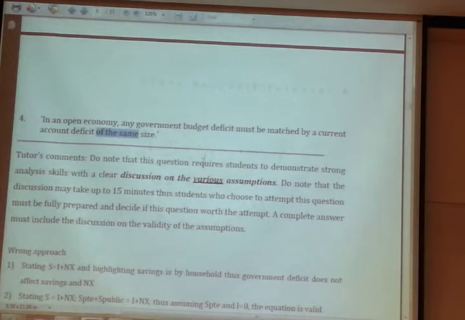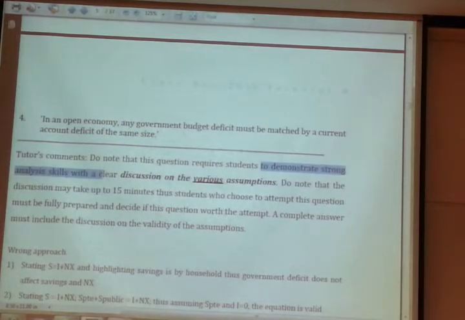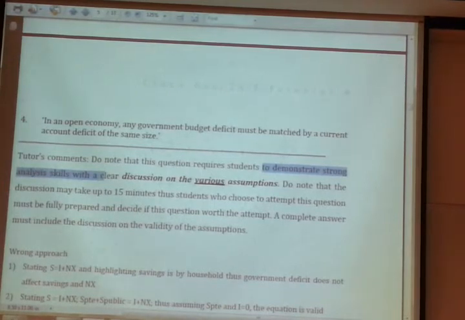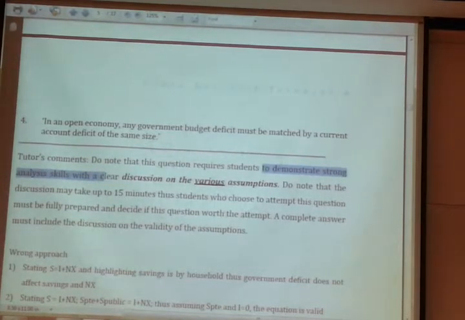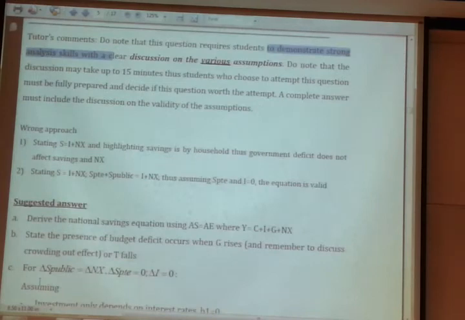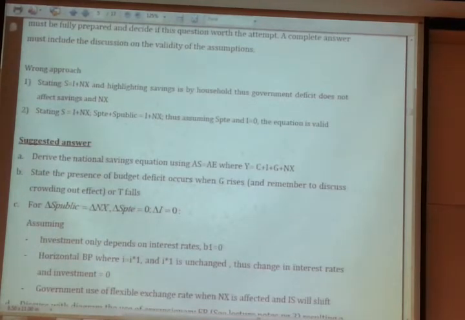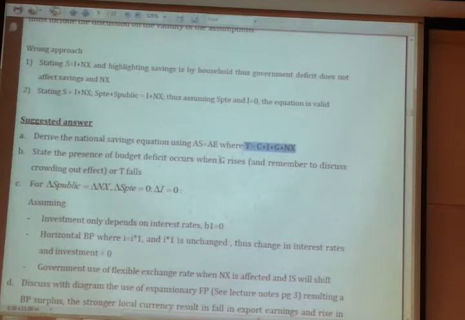So this question requires you to have very strong analysis skills. You're not just playing around with the equation. You must have very strong analysis skill with a whole list of assumptions. In this case, you start off the question by first deriving the equality, that S is I plus NX, which is the one I showed on top. So you have to first derive the equation using C, I, G and X, bring the C and G to the left side. So S equals I plus NX.